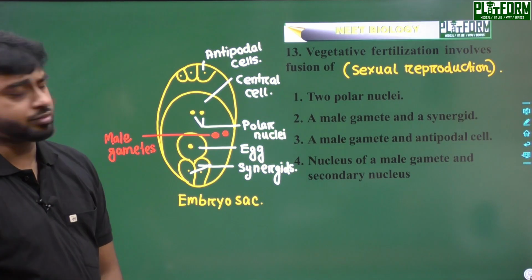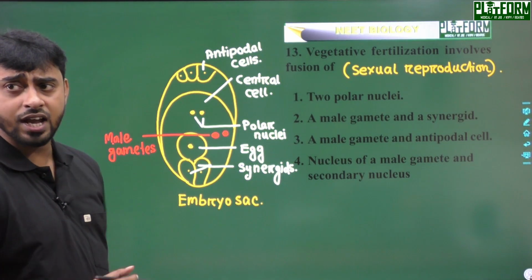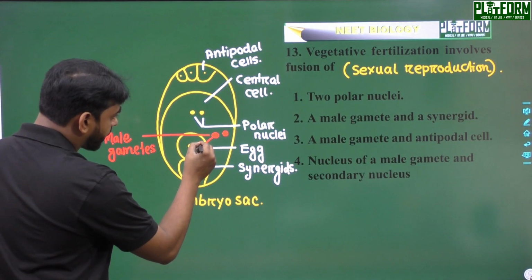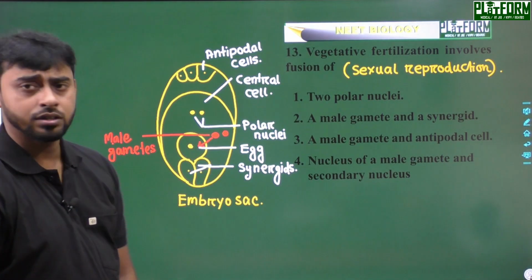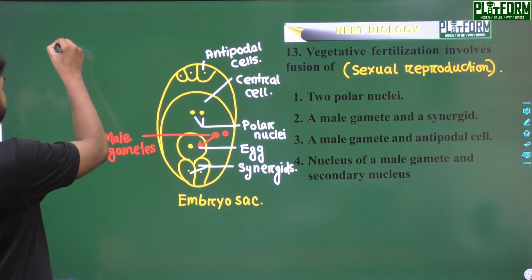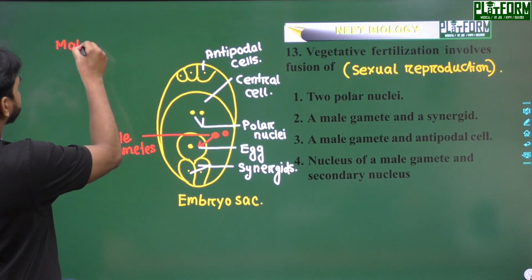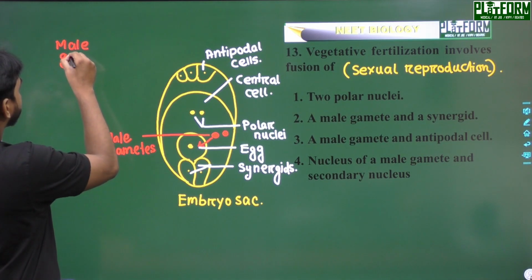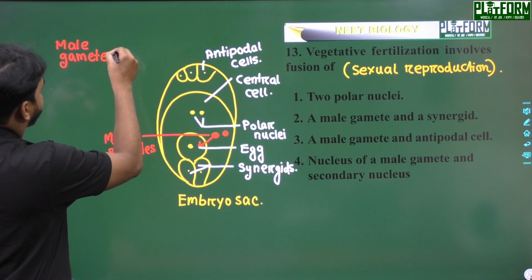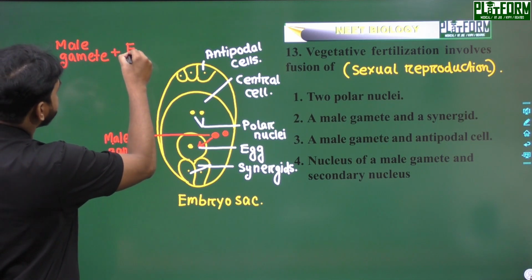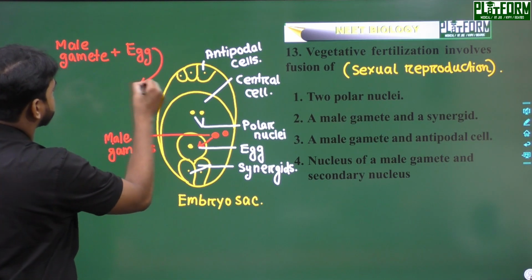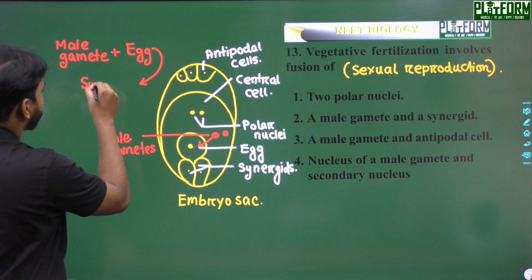These are the male gametes. Now, at the time of fertilization, what will happen? One male gamete fertilizes the egg. This particular fertilization, that means suppose this one is a male gamete, which fertilizes the egg cell. This particular process is known as syngamy.